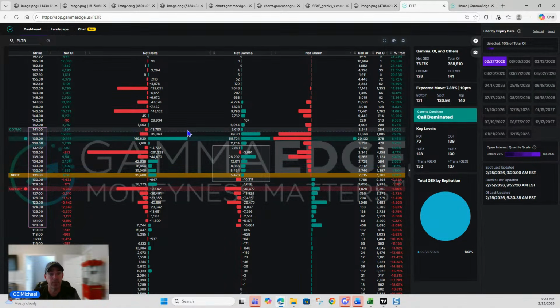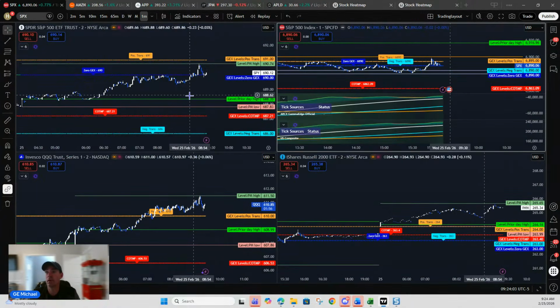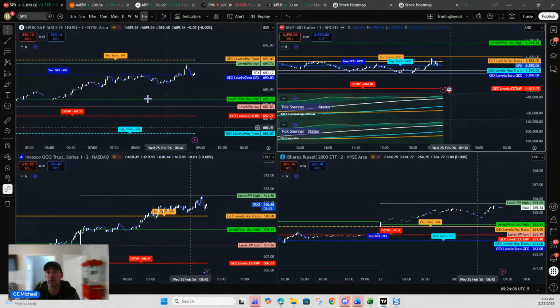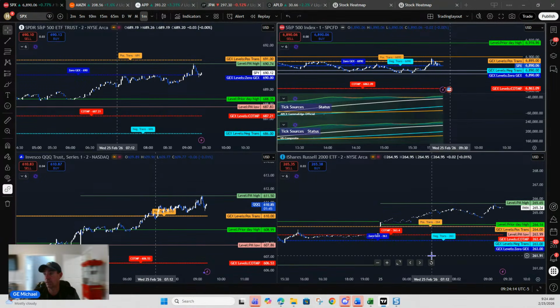So that helped, Perry. All right, let's go look at TradingView real quick. Looks like we're holding into the open here. So 610 on Qs, 690, 691 on SPY are going to be key levels to stay above or get above, and then 264 on IWM.